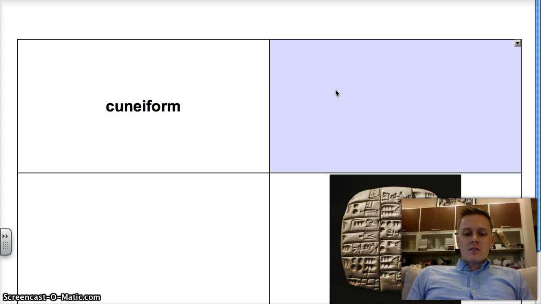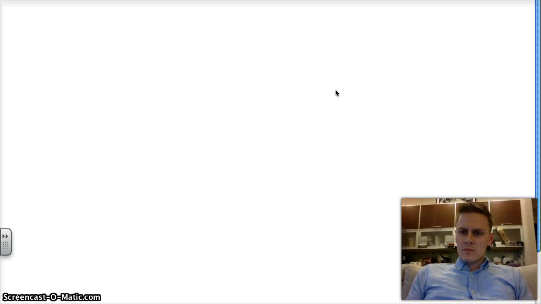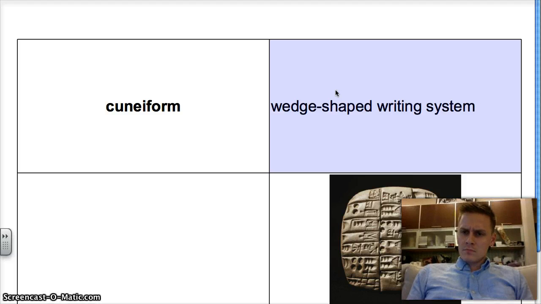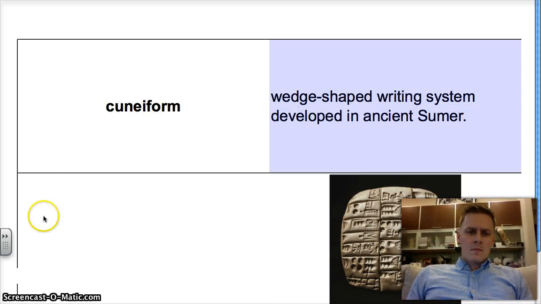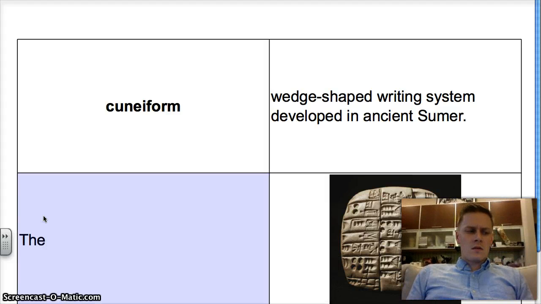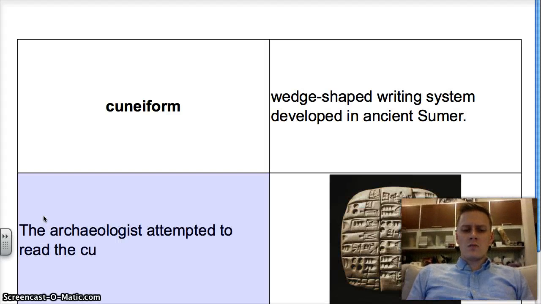All right, so what we have here is cuneiform. Cuneiform was a wedge-shaped writing system that was developed in ancient Sumer. If I were going to write this in a sentence, I would say the archaeologist attempted to read the cuneiform tablet.